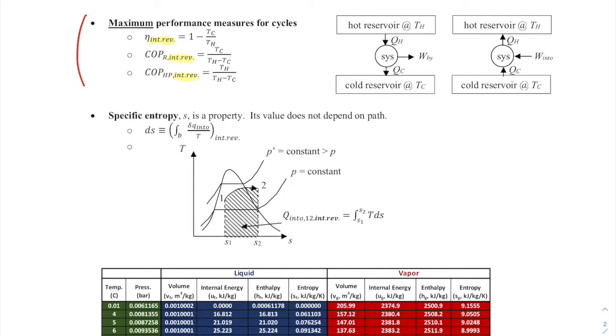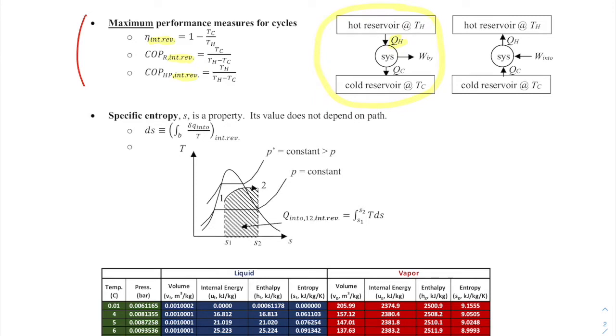So if you look over on the right-hand side, this first schematic here is for a power cycle. You see that we have a hot reservoir at an absolute temperature of TH. Remember, these are absolute temperatures. They're not degrees Celsius or degrees Fahrenheit. Instead, they're Kelvin or degrees Rankine. So we have a hot reservoir. We get heat from that hot reservoir. That's the QH. Goes into our system.